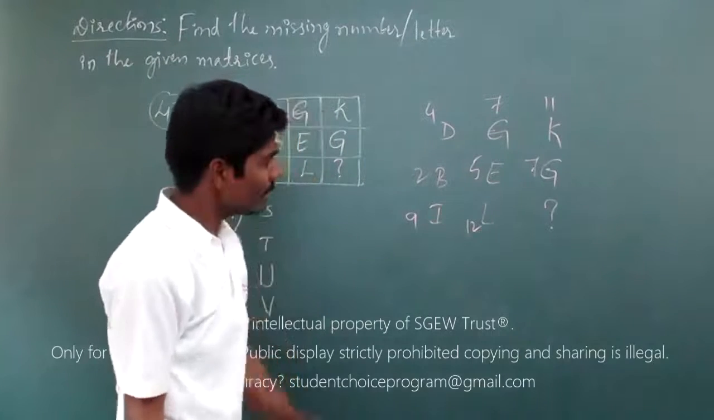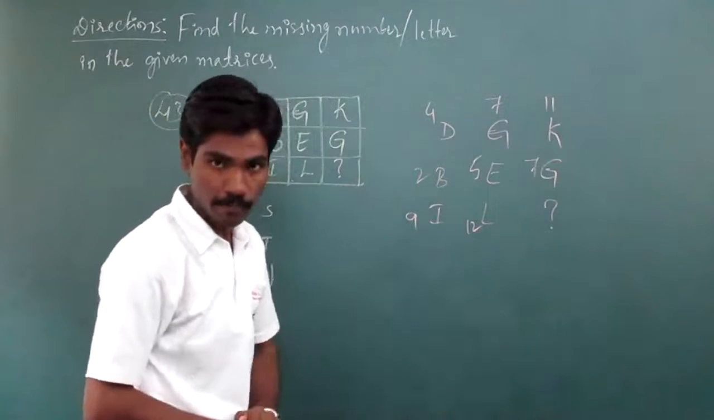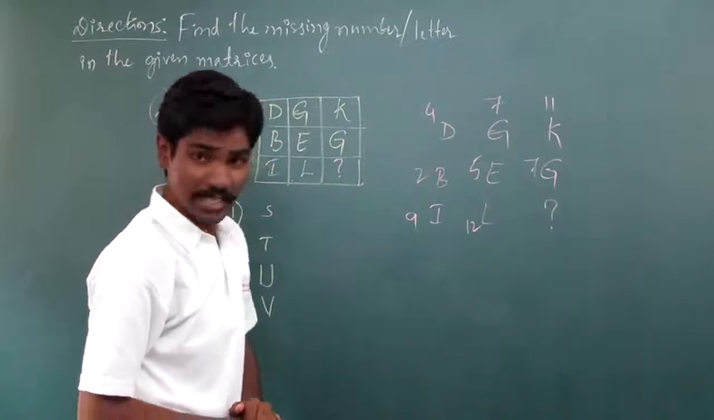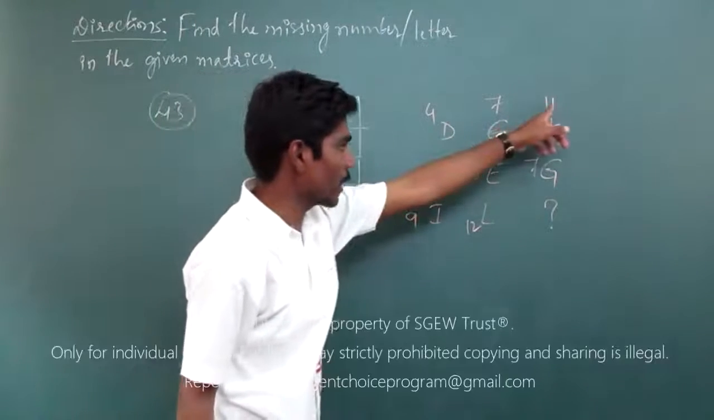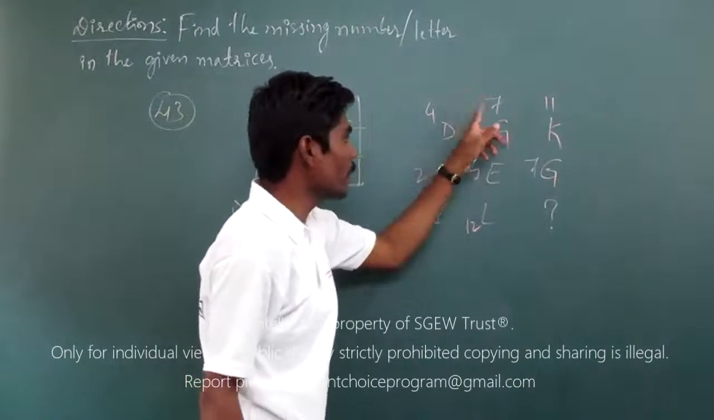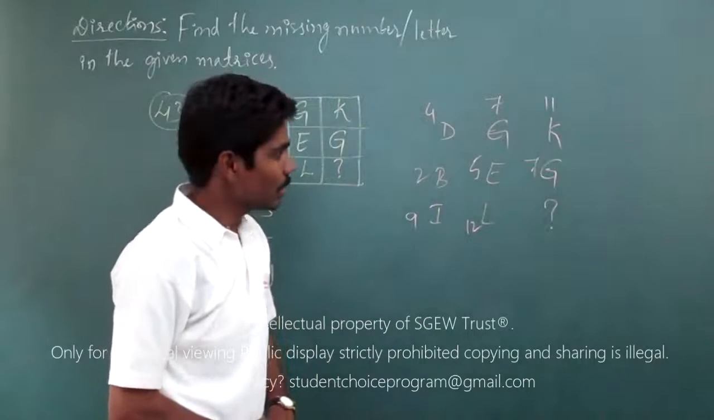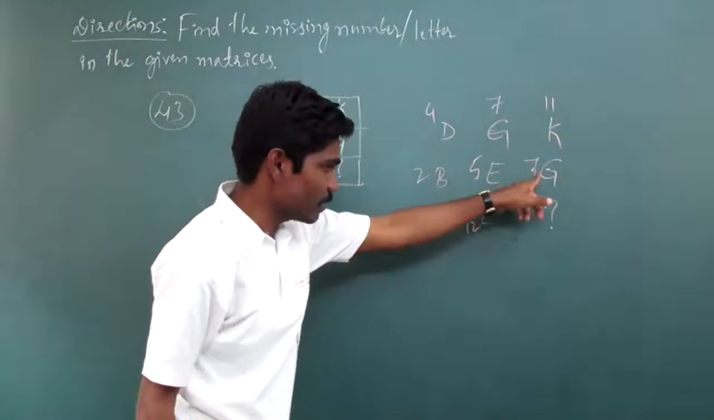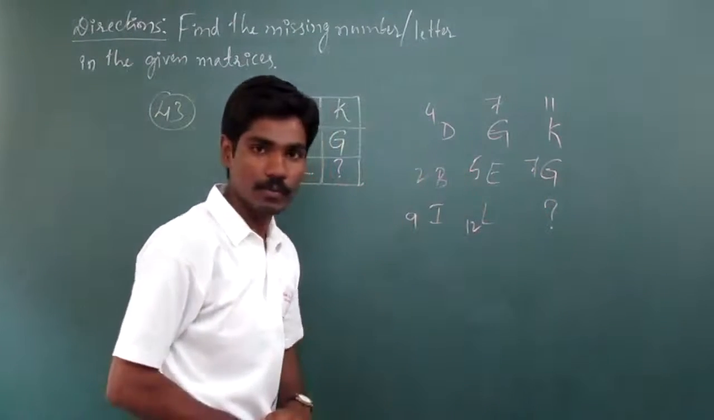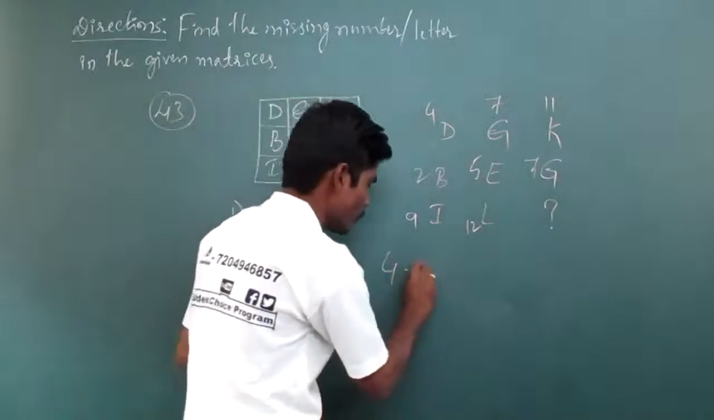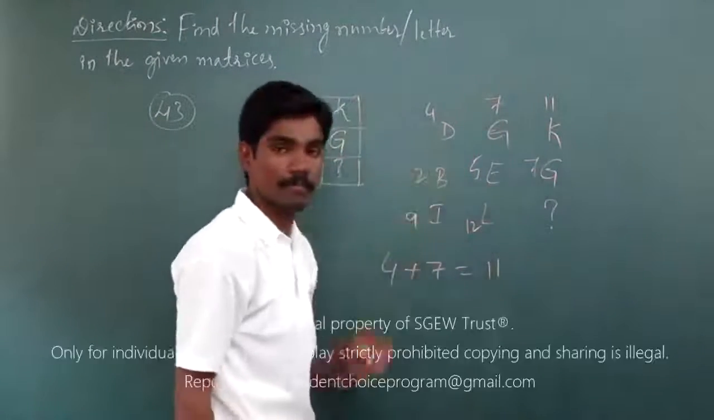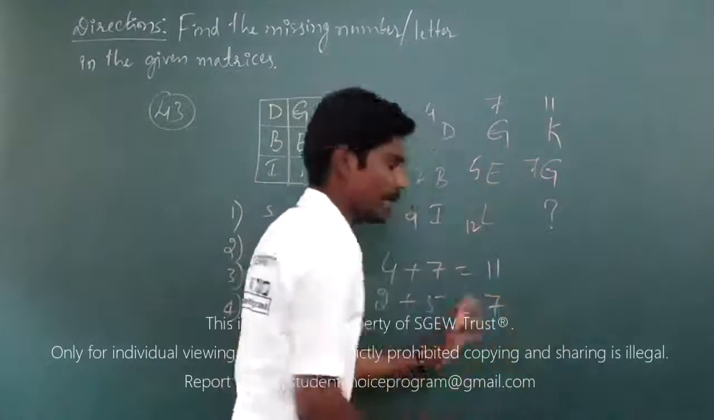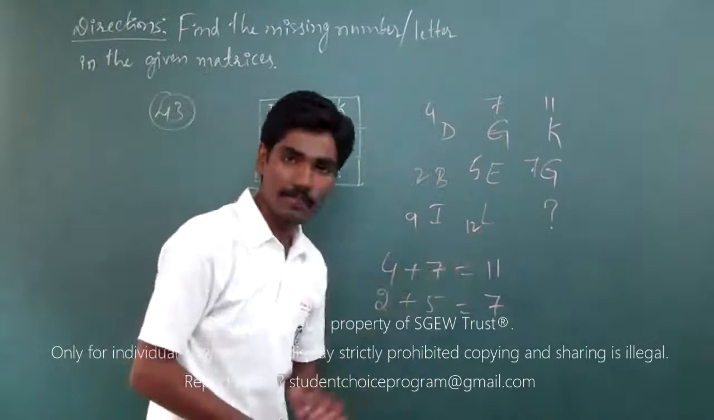Well friends, again this looks like a very simple problem. It requires only careful observation. One easy way: this 11 is obtained if I just add 4 and 7. Now let me check whether this trick helps. Once again I can get 7 if I add 2 and 5. Look here: 4 plus 7 is 11, and 2 plus 5 is 7. The same trick I will use to find the missing letter.